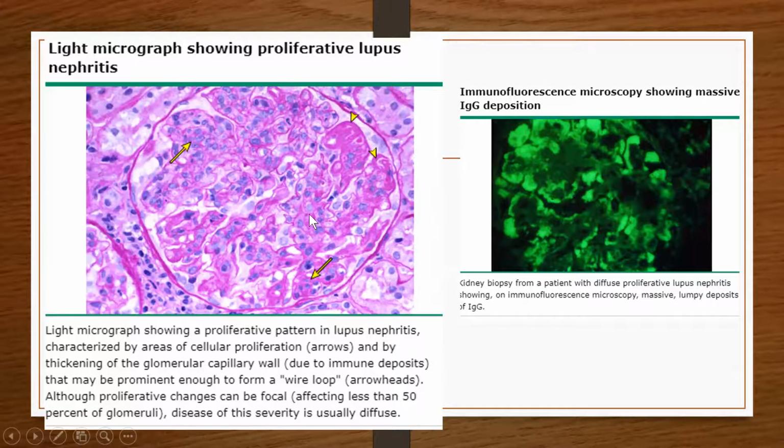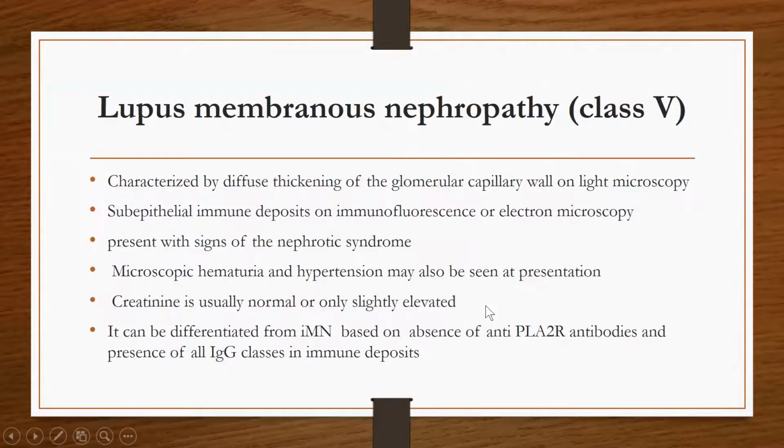Light microscopy showing some wire looping, some increased proliferation, immunofluorescence. Class 5 lupus is a membranous lupus. This is the most common secondary cause of membranous nephropathy. You will have subepithelial immune deposits on immunofluorescence. Microscopic hematuria and hypertension could be present but are less common. It mostly presents with nephrotic syndrome.